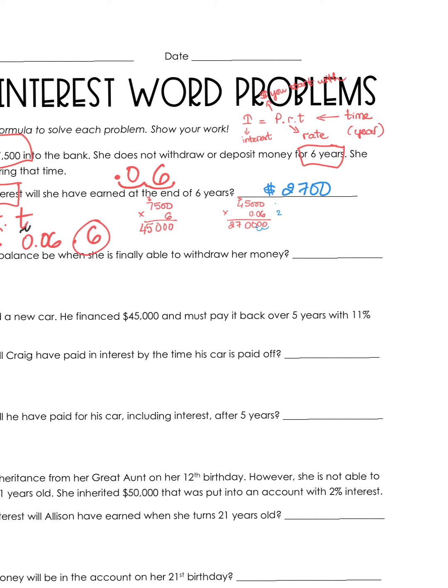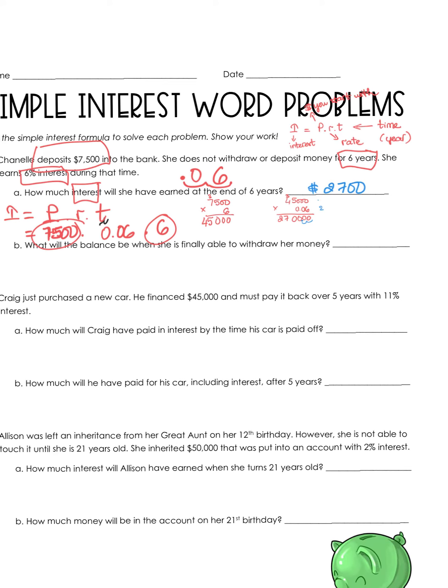So when you deposit 7,500 for 6 years, that is how she earned the interest.